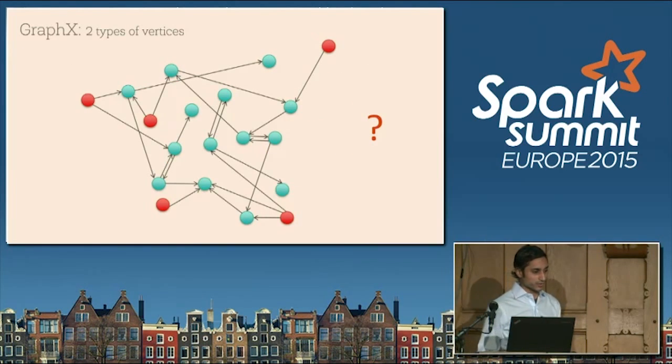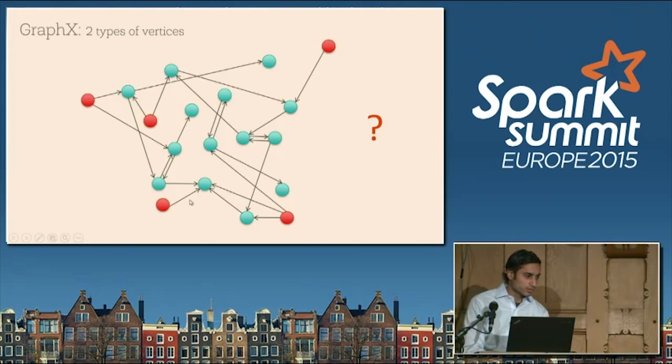Now, this is an interesting graph. Look at this for a little bit. There are 2 types of vertices in the same graph. Another thing that is perfectly fine in GraphX. But when you look at this, can you tell me what is special about the red vertices? Just yell it out if you can figure it out. Yeah, exactly. So all the reds only have out degrees, no in degrees. There's nothing coming into the red ones.